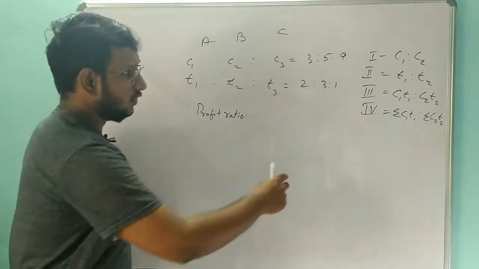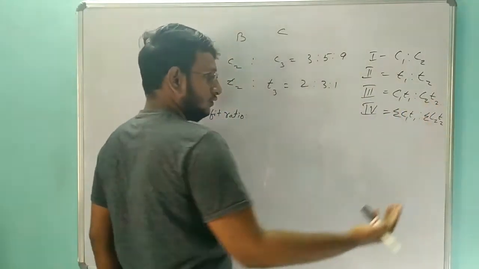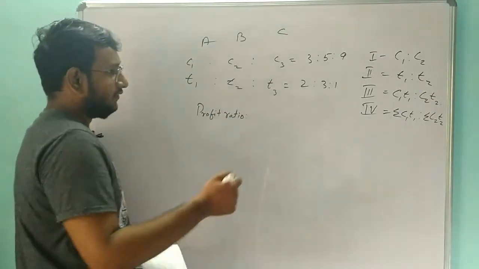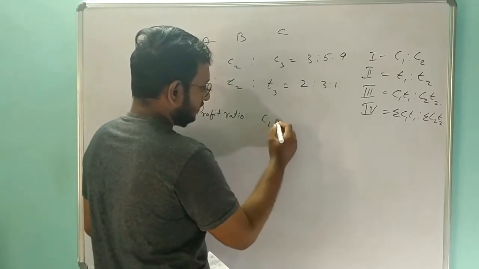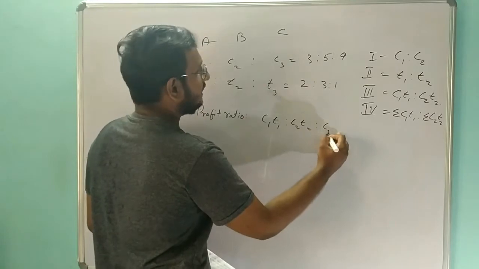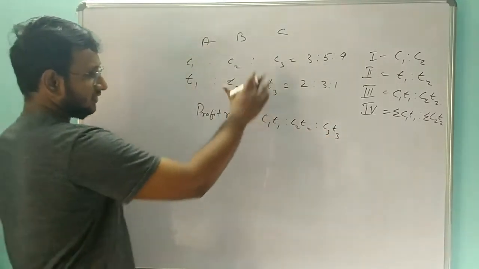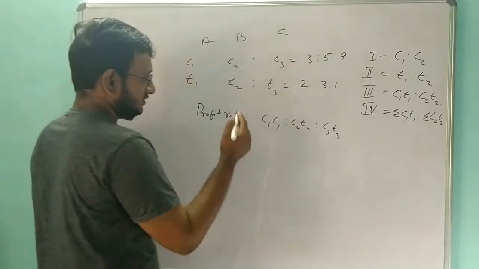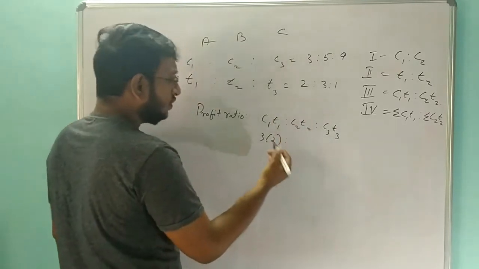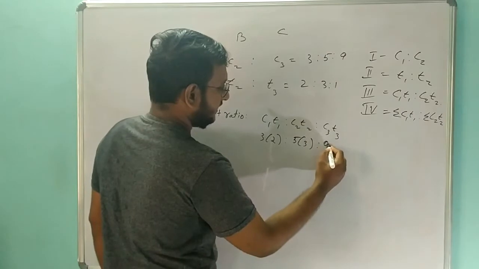Okay, this is the third scenario where we have to multiply C1 into T1 is to C2 into T2. Here we are having three stakeholders, so we have to use the formula C1 into T1 is to C2 into T2 is to C3 into T3. So we are just going to substitute the values over here. C1 is 3, so 3 into T1 is 2, so 2. Then C2 is 5 into 3. So we get 6 is to 15 is to 9 is to 1.